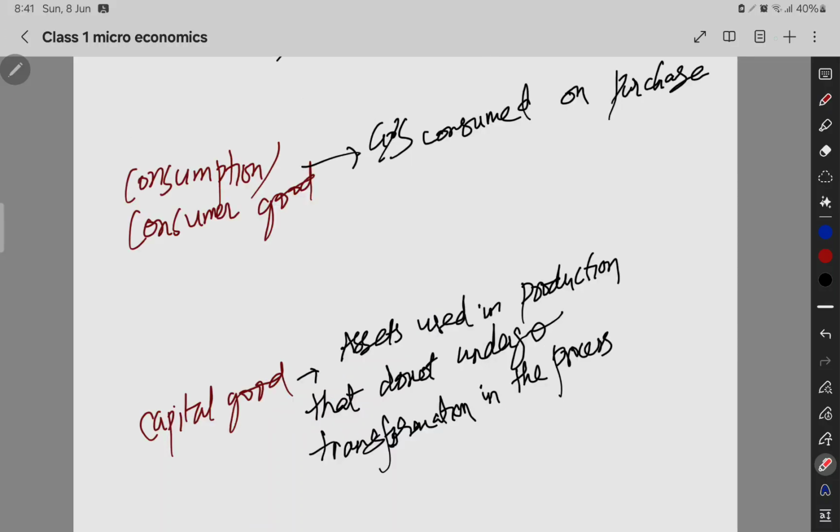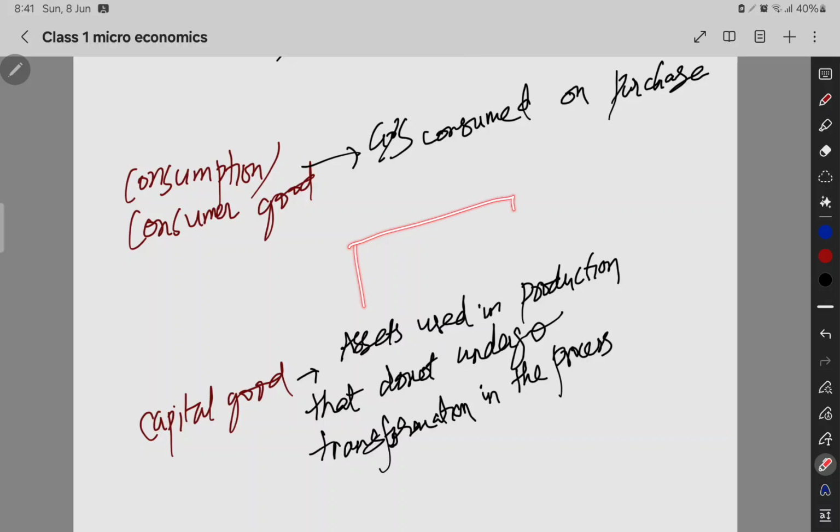What is a consumer good? The goods that are purchased by consumers. Goods or services purchased by consumers are called consumer goods or consumption goods. And what is a capital good? Capital goods are nothing but assets. They are the assets that will stay with you. They are not gone during the transformation process.